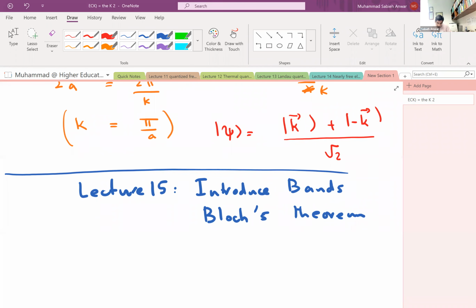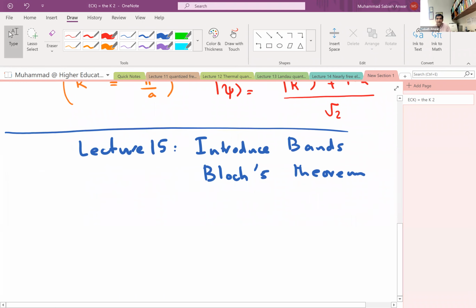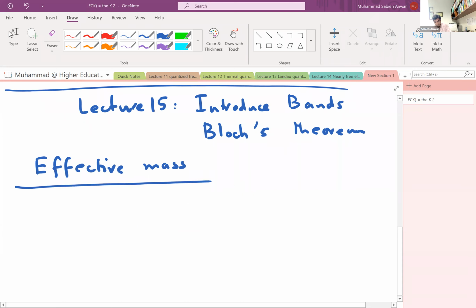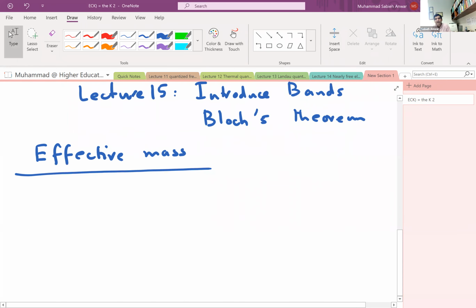So before I talk more about bands, and probably this lecture won't finish today, and I also have to do a makeup lecture, I'll do that soon. I would like to talk a little bit about the concept of effective mass. An effective mass is related to bands. So what is effective mass?